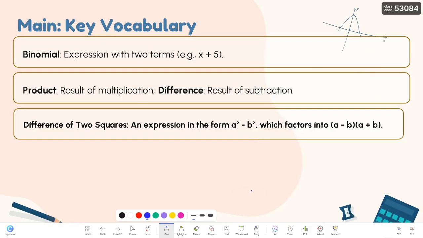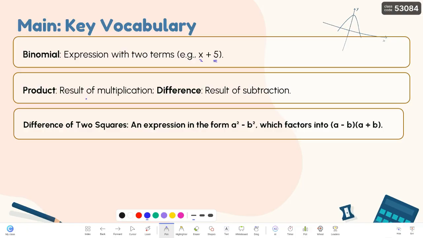Okay, so here we have some keywords we need to focus on when we are working with the product of the sum and difference. First, the binomial. The method we are going to explain in this video only works with binomials. A binomial is two terms, like x and another thing, or any two terms, maybe two variables or two different variables, something like this.